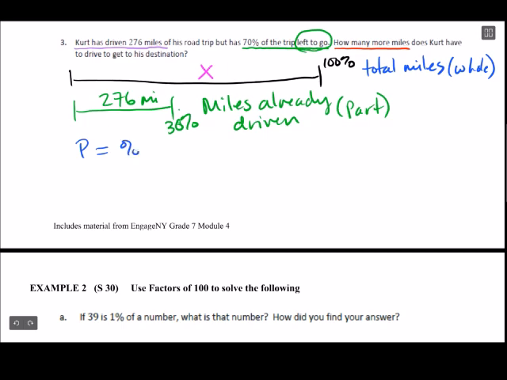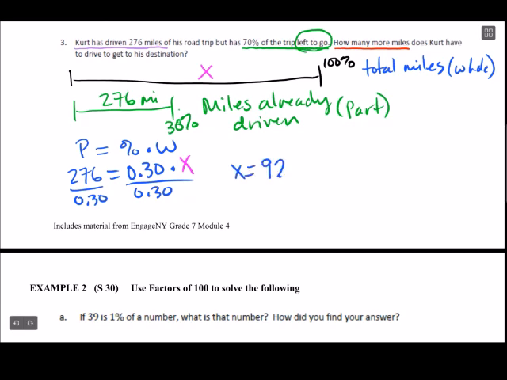Part equals percent times whole. Our part is 276 miles that he already drove. We know that that is 30%, 0.30, times our whole, which is x that we don't know. We divide both sides by 0.30, and we get x equals 920 miles total.